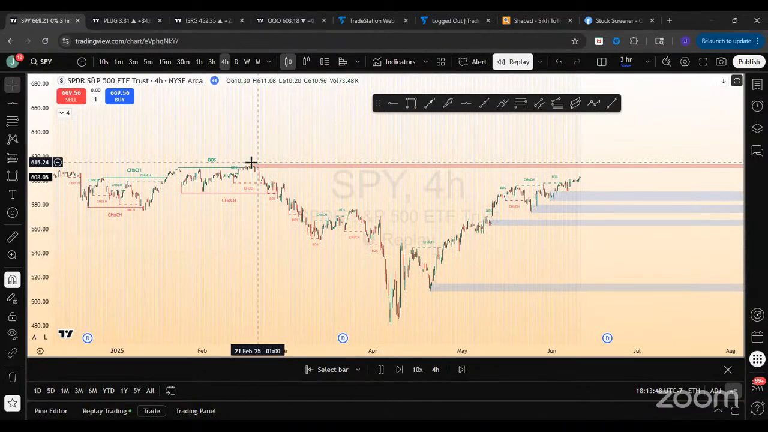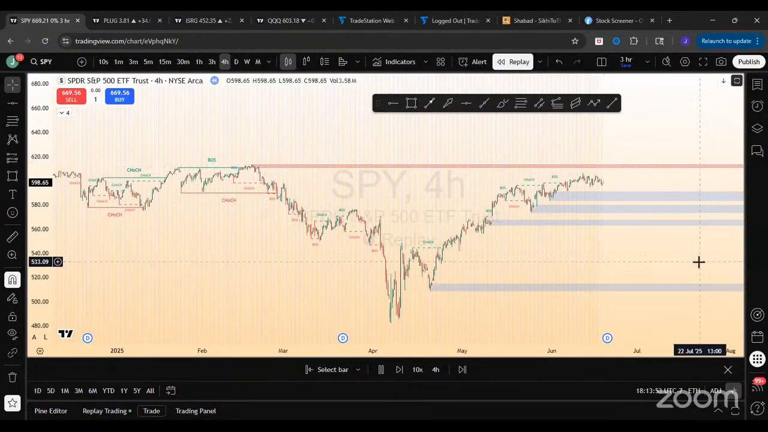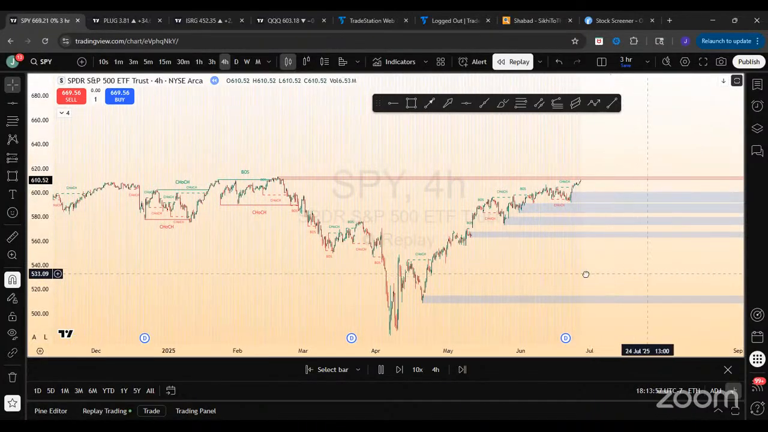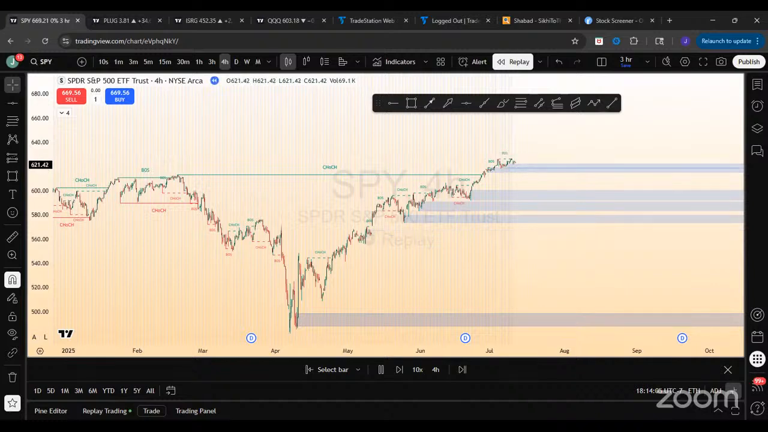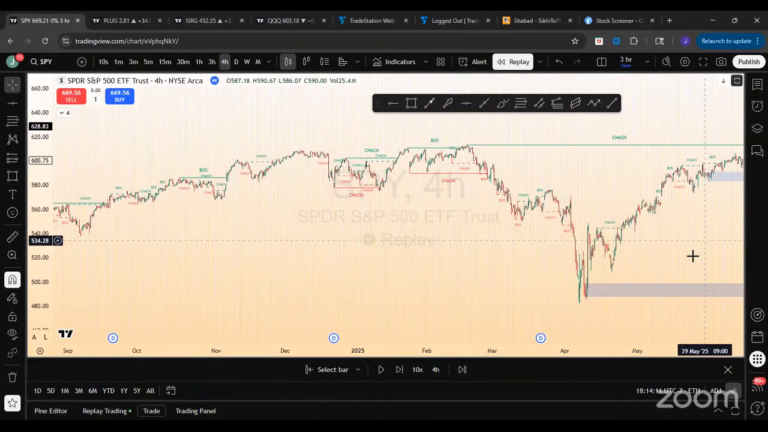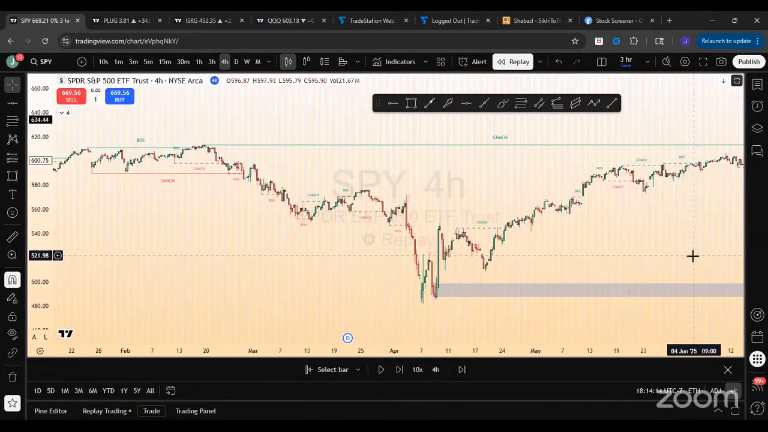So it's going to give me a swing change of character right about here on the top when it breaks this bearish order block. Right there. Okay. So the chart will tell you if you just understand how things are moving. But the market structure does help you.